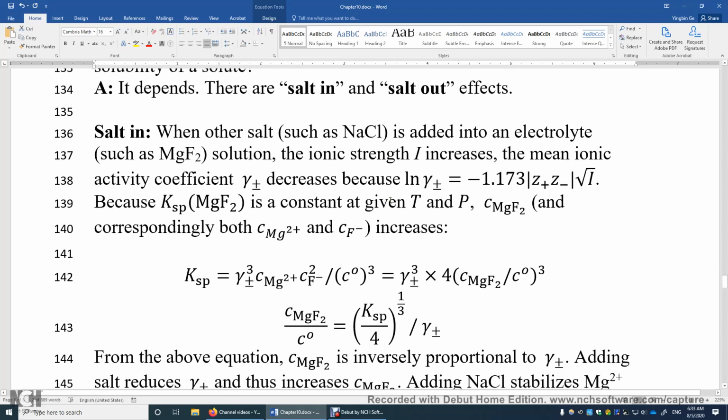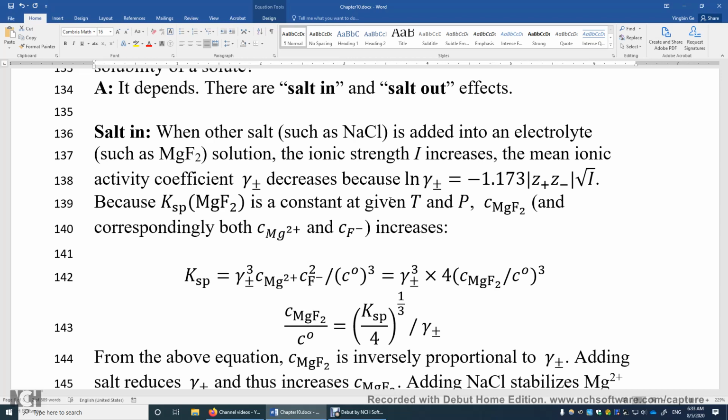If you add sodium chloride into magnesium fluoride, that will increase the ionic strength, and that will decrease the activity coefficient. That will stabilize magnesium and fluoride. That will enhance the solubility of magnesium fluoride. Qualitatively, we don't have to use any equations. We'll just say, well, fluoride will be surrounded not only by water, but also by sodium plus ions. There's going to be additional attraction from sodium plus.